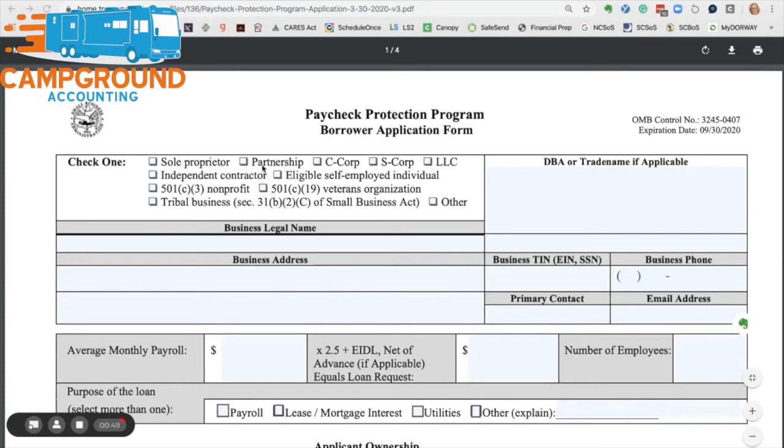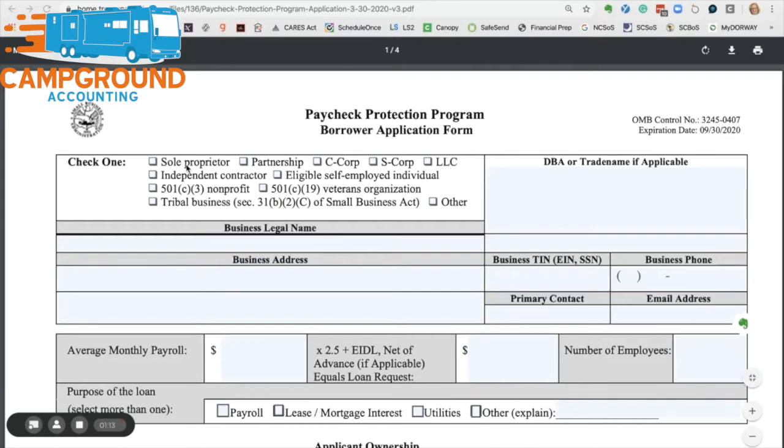Obviously, a partnership is if you're filing the Form 1065 and you have not formed an LLC. A sole proprietor should be used if you're filing a Schedule C contained on your Form 1040 tax return. Again, you have not formed any entity formally through the Secretary of State if you're checking this box.